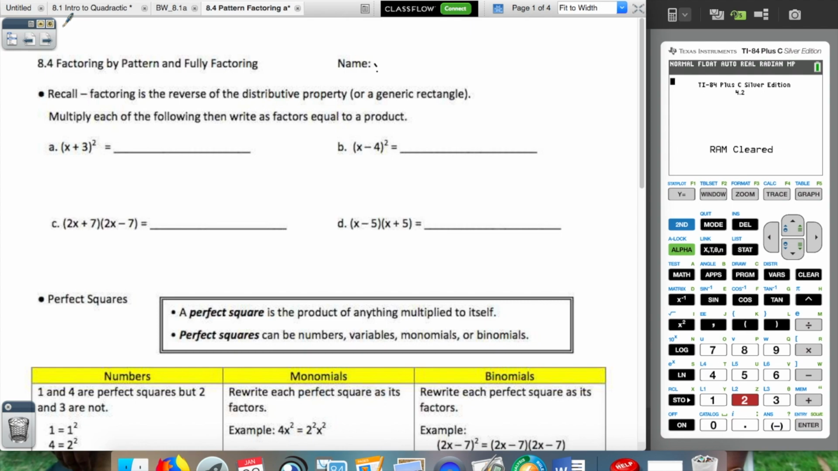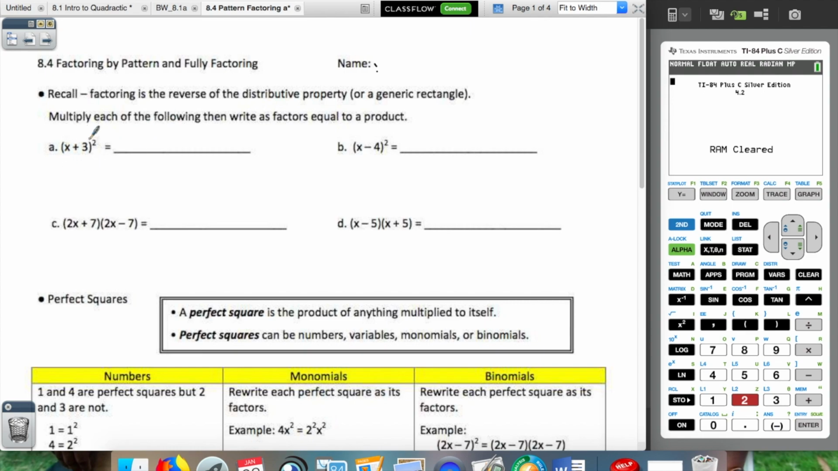So we've been through factoring, so we're now going to look at some specific patterns. Before we do that, let's take a look at these four real quick. So we want to recall factoring as the reverse of the distributive property. So let's look at the distributive property when it comes to binomials. So we want to multiply each of the following and then write as factors equal to a product.